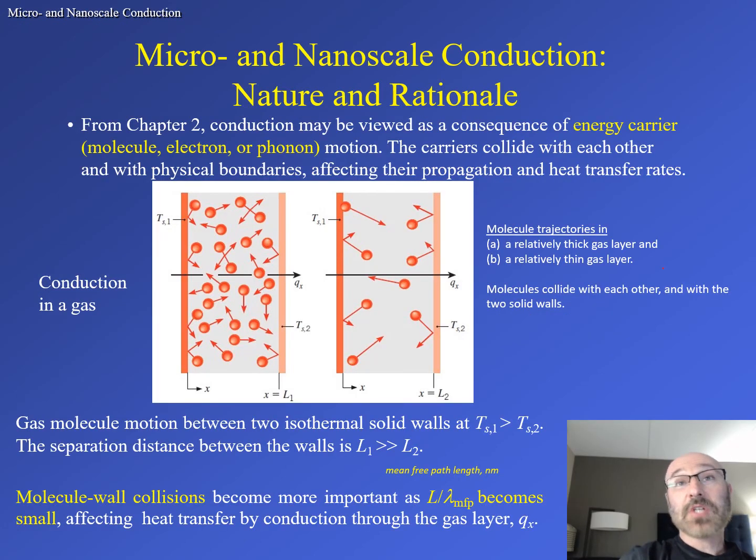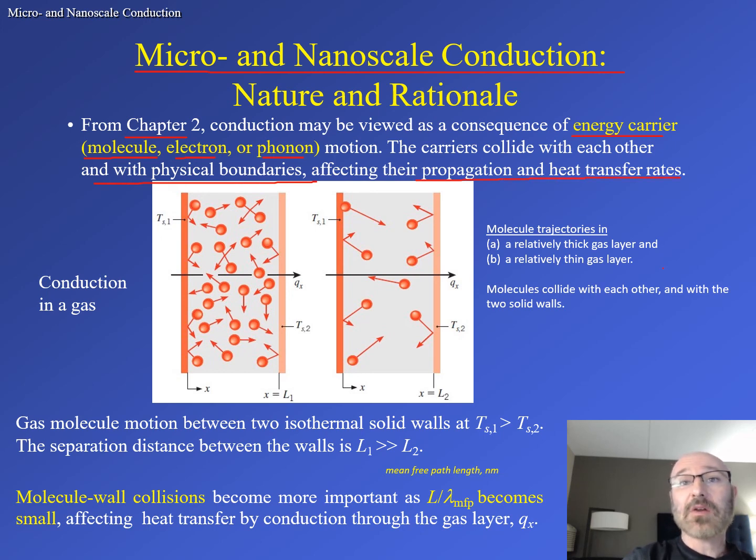So as we finish up chapter 3, the last section we're going to take a look at here is micro and nanoscale conduction. If we reference back to chapter 2, we recall that conduction will be viewed as a consequence of energy carrier motion, particularly looking at a molecule, electron, or a photon. As these energy carriers collide with each other and with the physical boundaries, this is going to affect the propagation and the heat transfer rates.